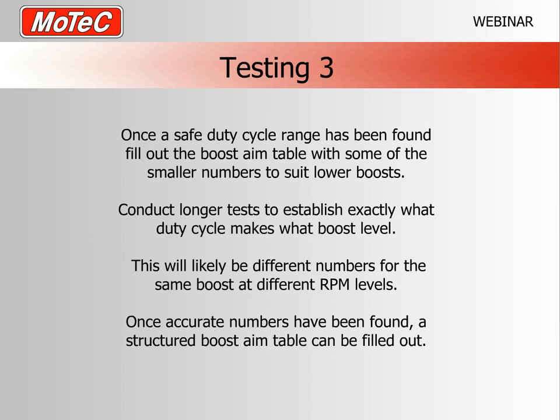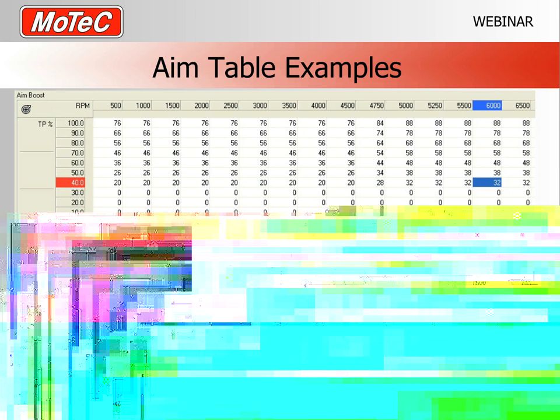So as I said here, it's likely that there'll be different numbers for the same boost in RPM, and that the boost will be affected by maybe the time it's spent held at full throttle, maybe the position of the throttle. There's all sorts of things that can affect boost. All right, but once the numbers have been found, we can then structure that aim boost table.